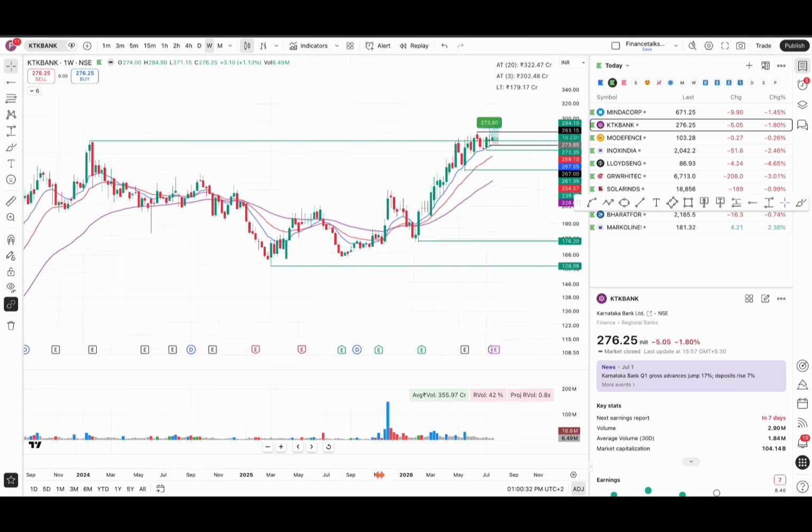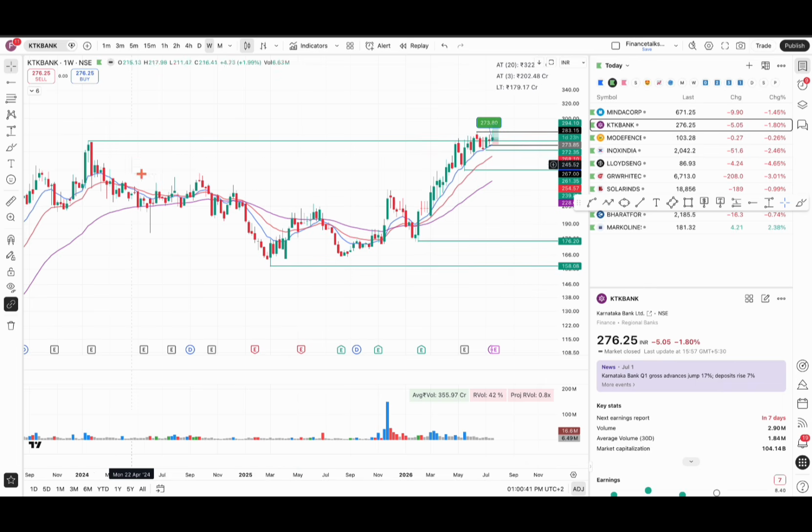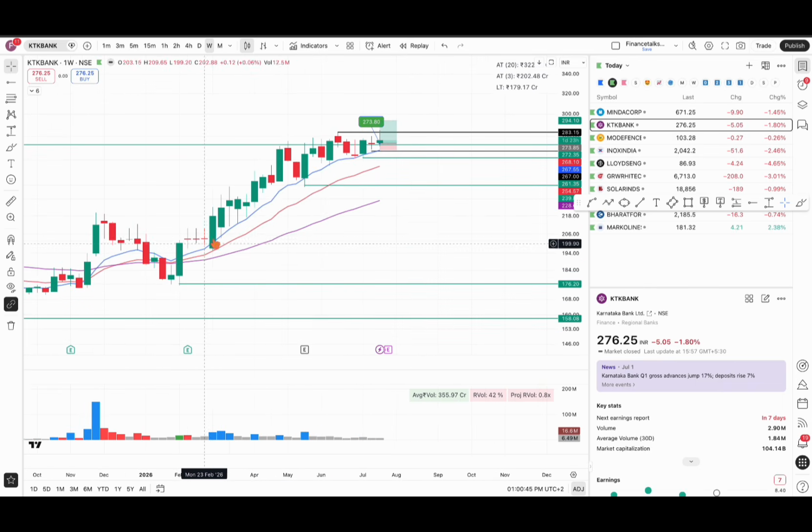On the weekly too we can see good candles in form, and there is good liquidity of 179 crores. We see a cup pattern and then a consolidation happening, and it is respecting its 10 EMA very well, taking bounce backs from the 10 EMA.